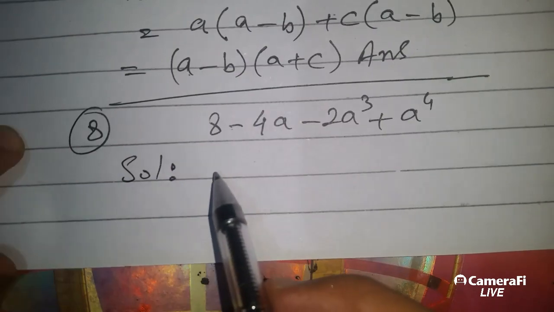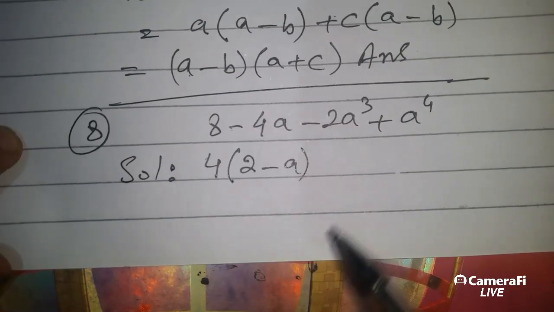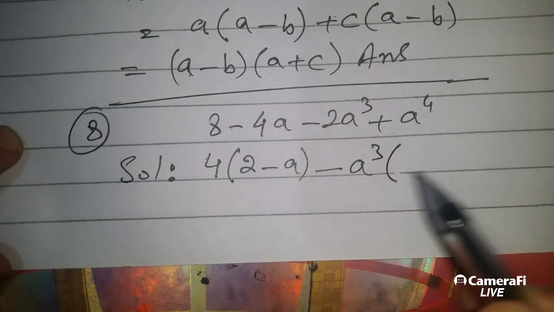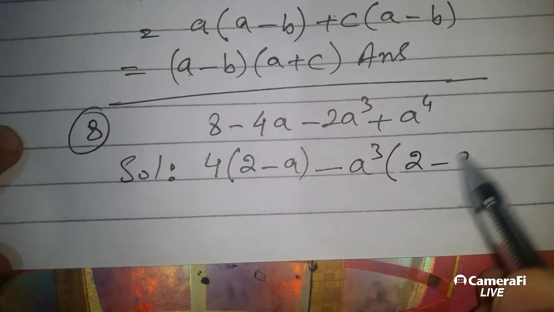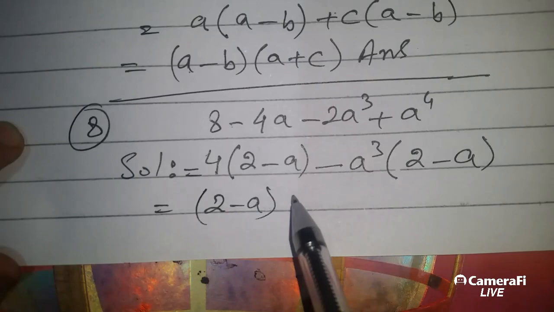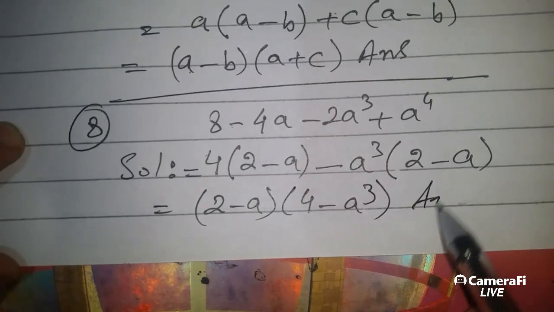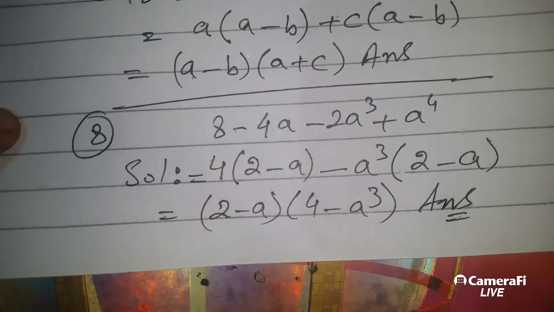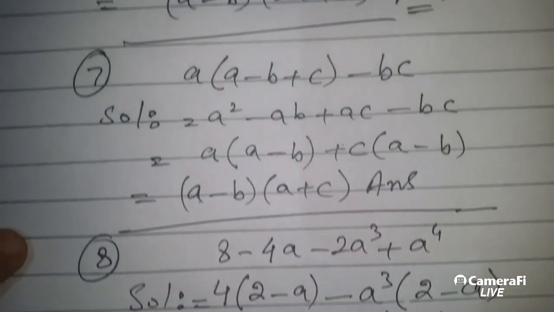इन दो टर्म्स में से अगर क्यूब कॉमन ले लें तो 2 माइनस इधर से भी, तो 2 माइनस ए, 4 माइनस ए क्यूब, ये हमारे पास आंसर आ गया. तो नेक्स्ट क्वेश्चन पे चलते हैं.